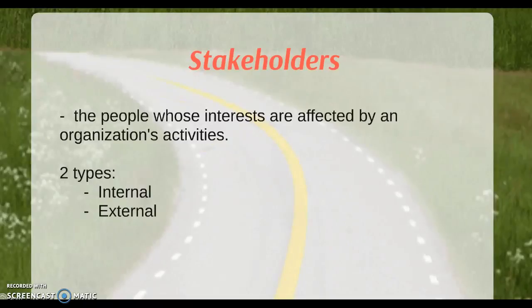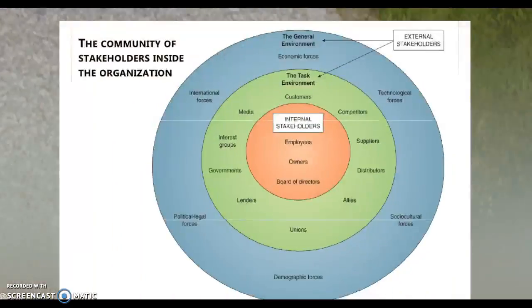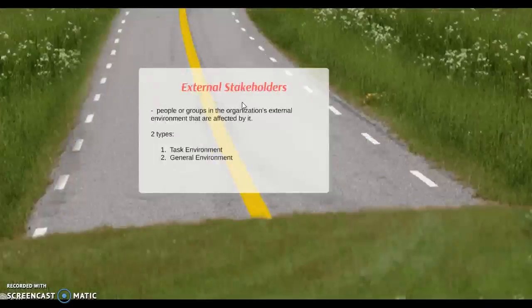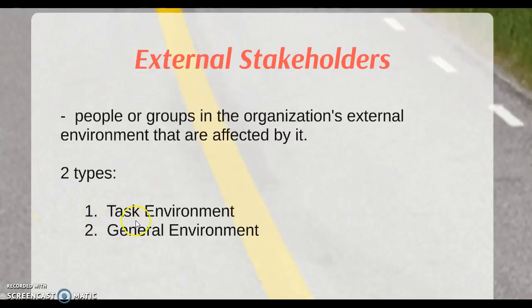Then we talked about how there were two different types of stakeholders, internal and external. If you look at this diagram, the internal stakeholders are those that are directly involved in the company: employees, owners, board of directors. The two rings outside are the external stakeholders. Task environment and general environment are the two types of external stakeholders.